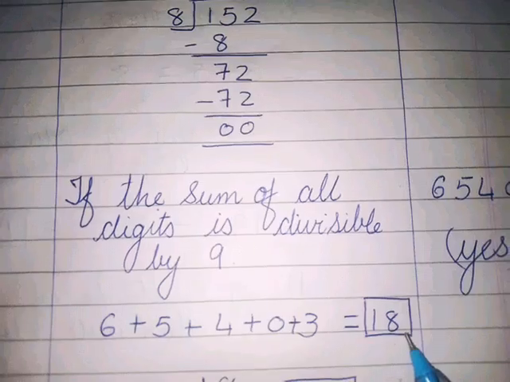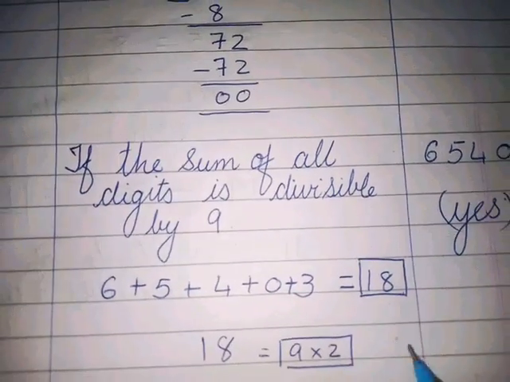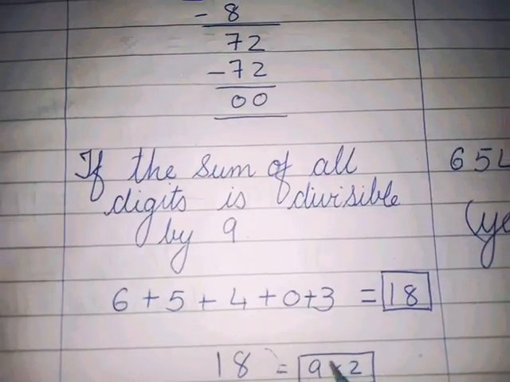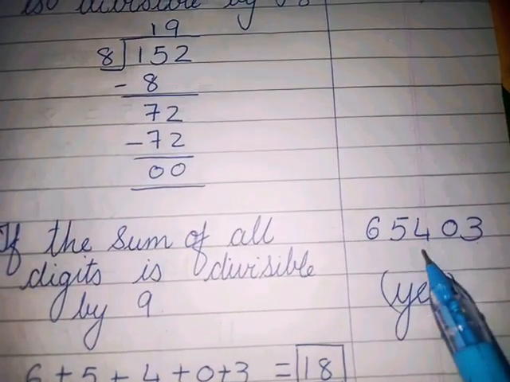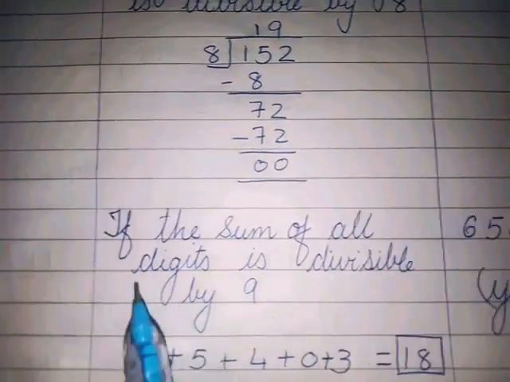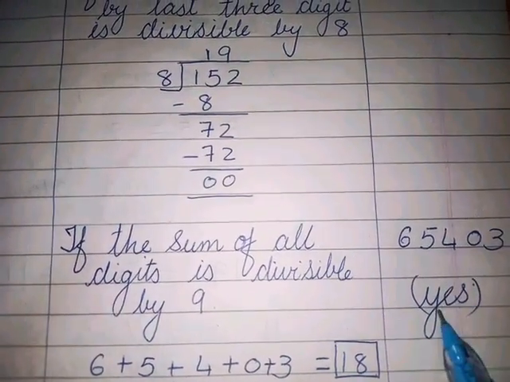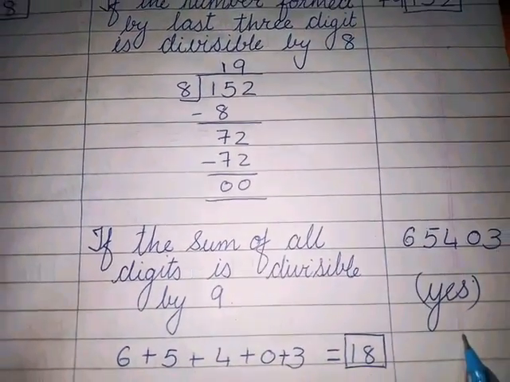Now, does 18 come in the table of 9? Yes, 9 twos are 18. So we can say that 18 is divisible by 9. So we can say that the number 65403 can be divided with the help of number 9. So yes, 65403 is divisible by 9.